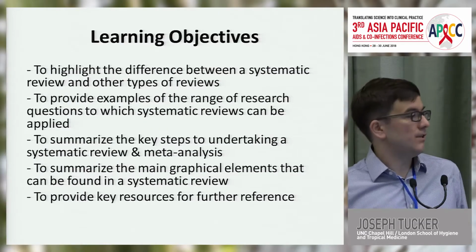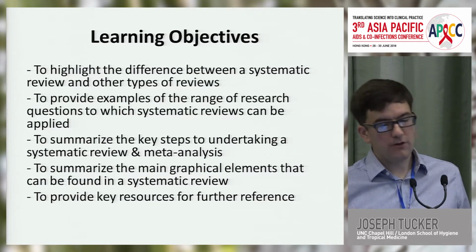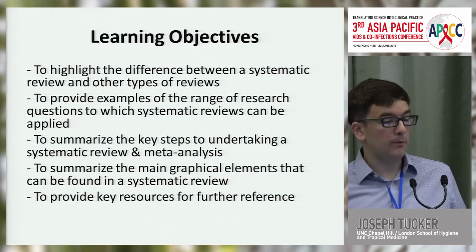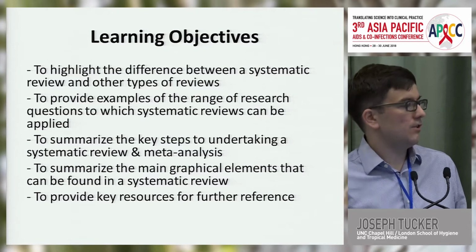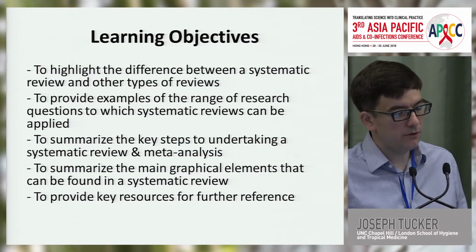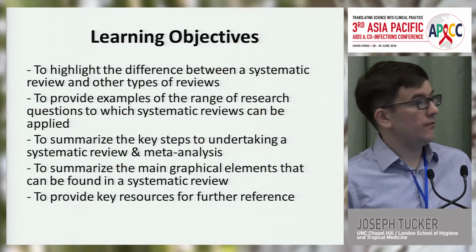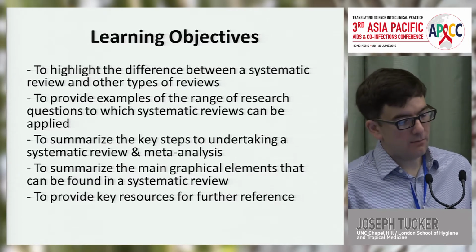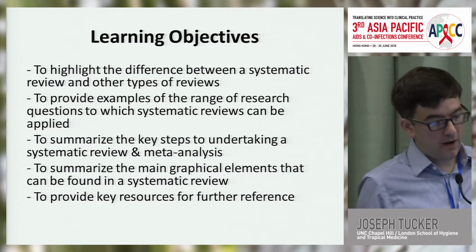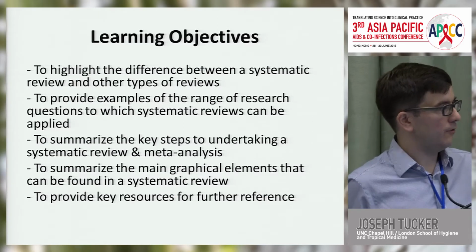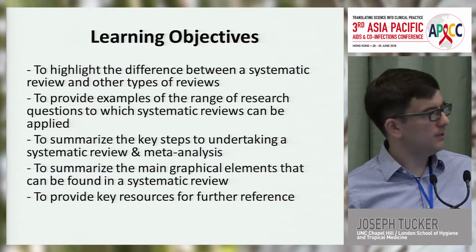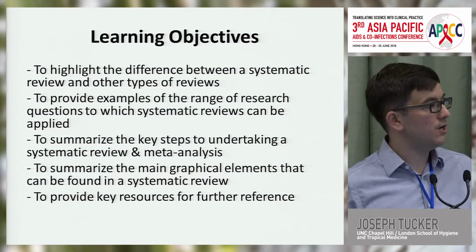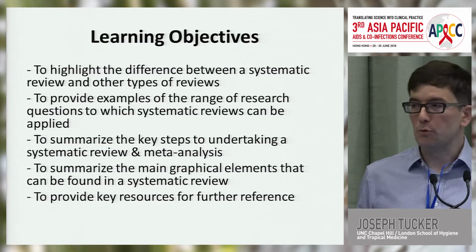So what are our learning objectives this morning? First, we're going to highlight the differences between a systematic review and other types of reviews. And then we'll provide examples of the range of research questions to which systematic reviews can be applied. We'll summarize some of the key steps in undertaking a systematic review and meta-analysis. We'll look at some of the graphical elements that can be found in a systematic review. And then finally, we'll provide a few resources. And this is sort of the first half of the presentation. And then because this is so early in the morning and the caffeine probably has not started to work, the second half of the presentation will be interactive and a small group format.